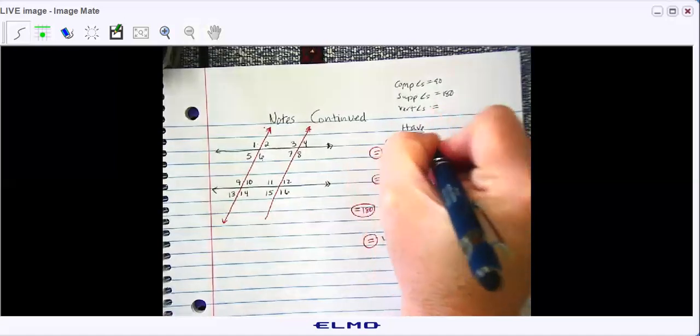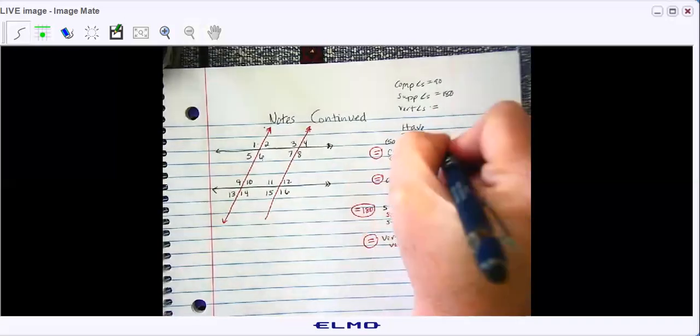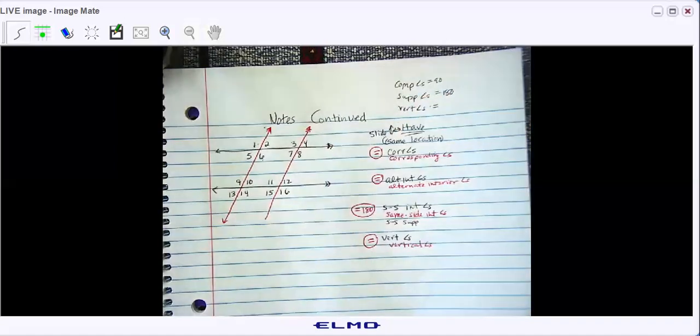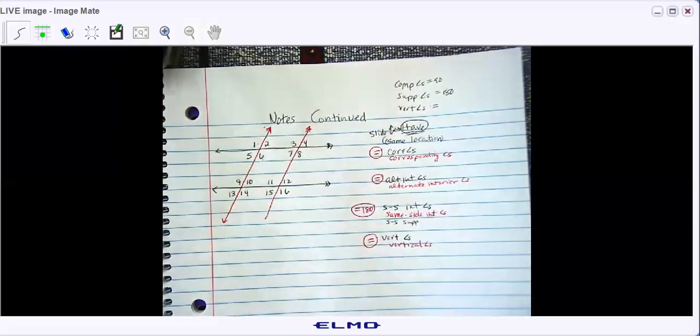Okay, so when we are talking about corresponding angles, we're talking about the same location with respect to the parallel line and the transversal. Same location, but this is going to be a slide. We're going to slide up or down or side to side. So that's going to be a slide, side to side or up and down.